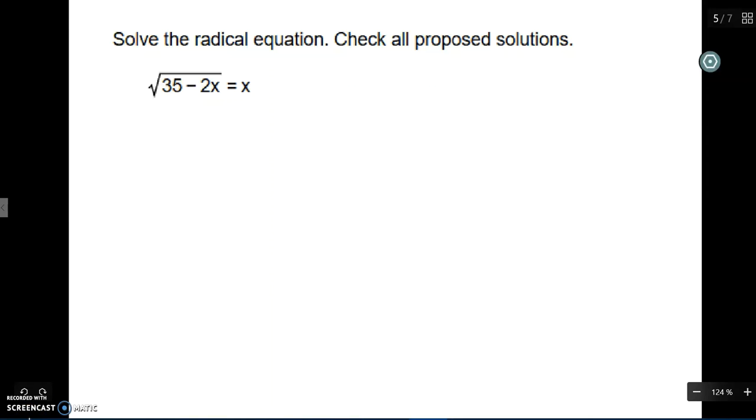Alright, solve the radical equation. It says check all proposed solutions. So that's a hint that we might end up with some extraneous solutions. And I'll explain what that means and why that might happen.